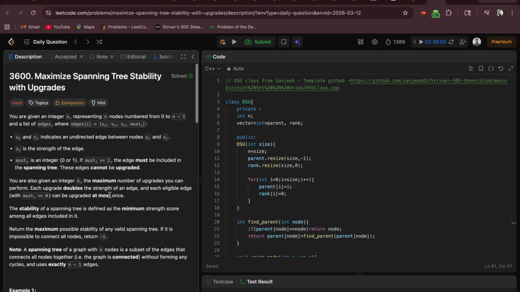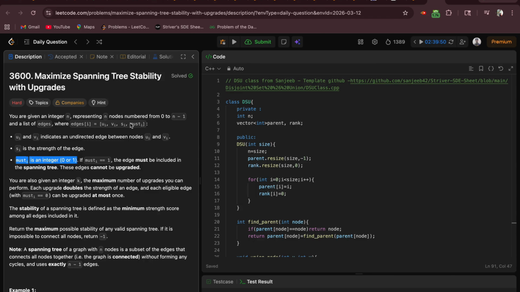Yeah, so let's go over this problem. It's a LeetCode hard problem, so it's one of those very good problems to revise your concepts. You are given an integer n, where n is the number of nodes, so the nodes are 0 to n minus 1, and we are also given edges, where each edge is of the form u of i, v of i, s of i, and must of i. u of i to v of i represents an edge with a strength of s of i, and must of i represents whether we need to take this edge necessarily or not.